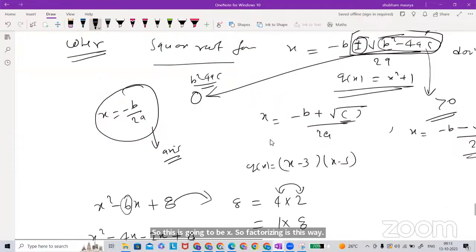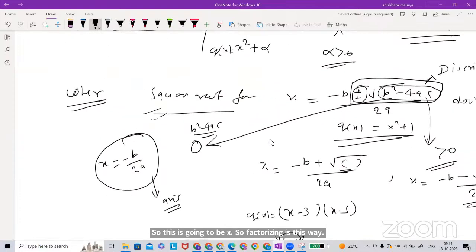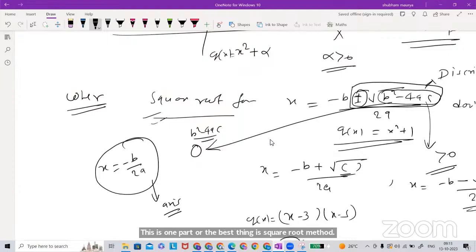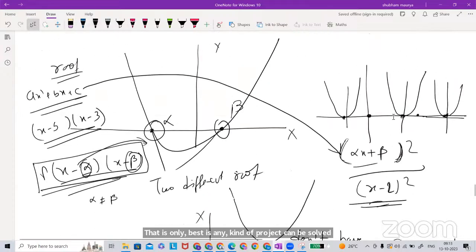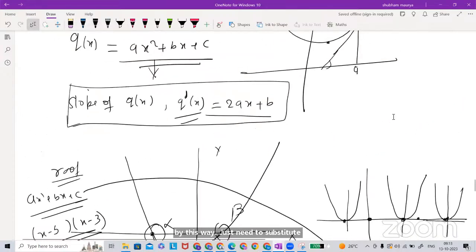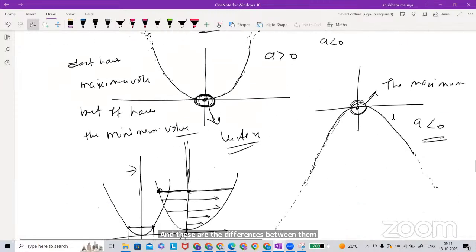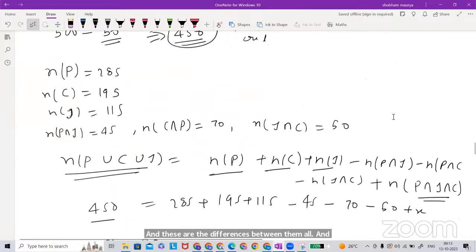This is one part, but the best thing is the square root method. That is the best, because any kind of quadratic can be solved this way. You just need to substitute values. And these are the differences between them all: the slope, the maximum, minimum, opening upward, downward. That's all for week 3.